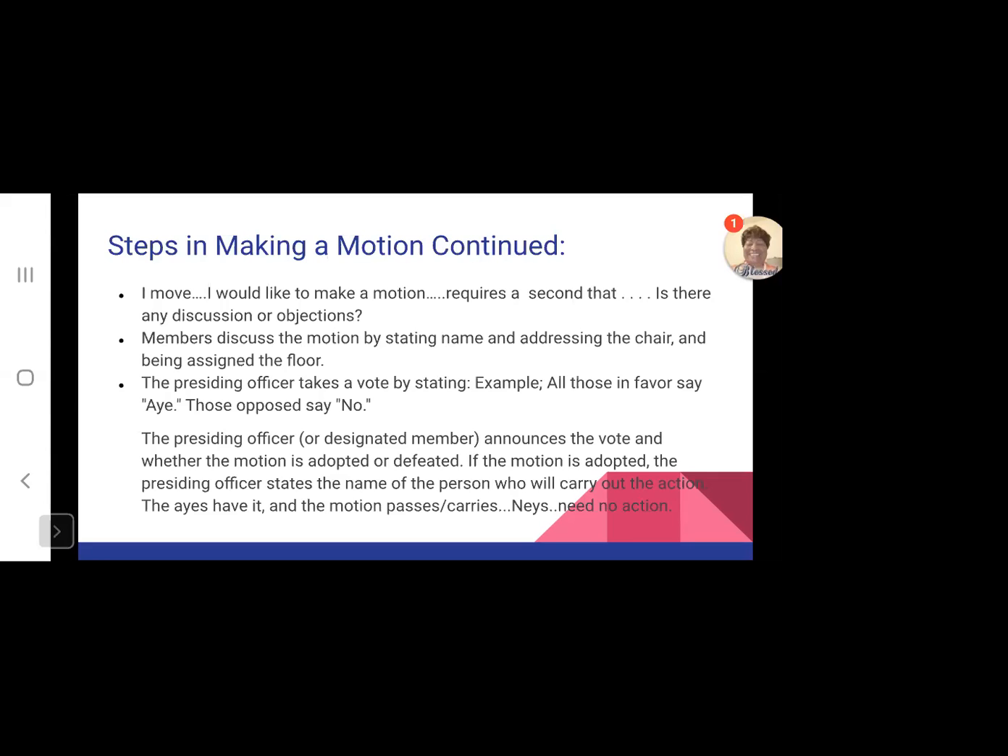Now, normally when there's a vote, there's ayes and nays, or yes and no's. They mean similar. One is used more in a legal format or for legal terminology. The other is more for common understanding. They're both good. So don't get caught up in that.